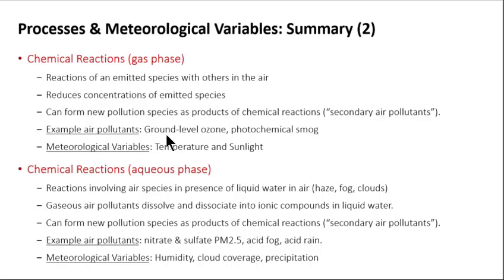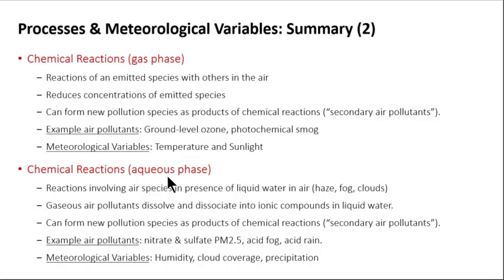Examples of air pollutants, as we said, are ground level ozone, various photochemical smog species, and not listed on the slides, some part of PM2.5, which is secondary. The meteorological variables at play are temperature and sunlight.